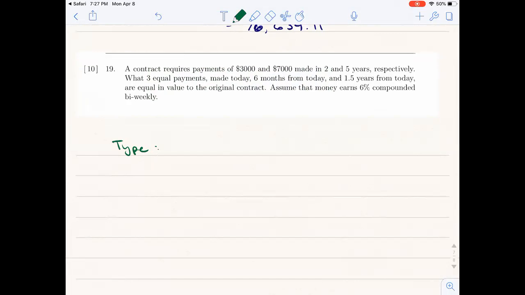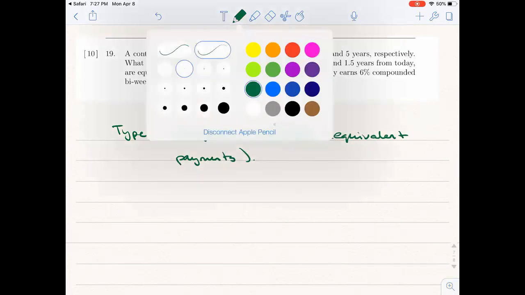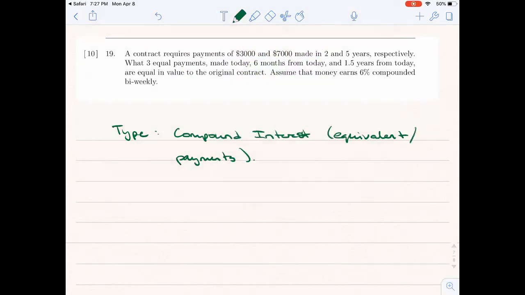So for 19, the question type, I would say, well, it's compound interest now, but also figuring out equivalent payments. So it's compound interest, equivalent payments, or equivalent, I'll say unknown payments.